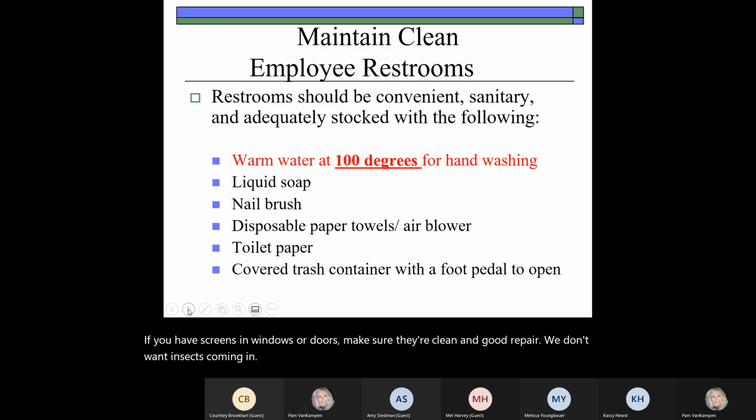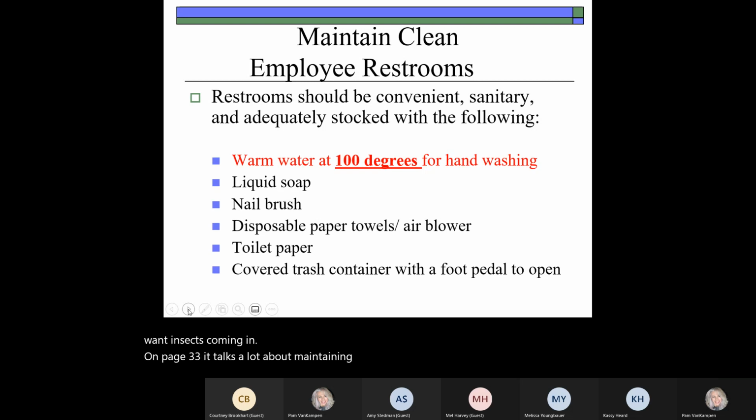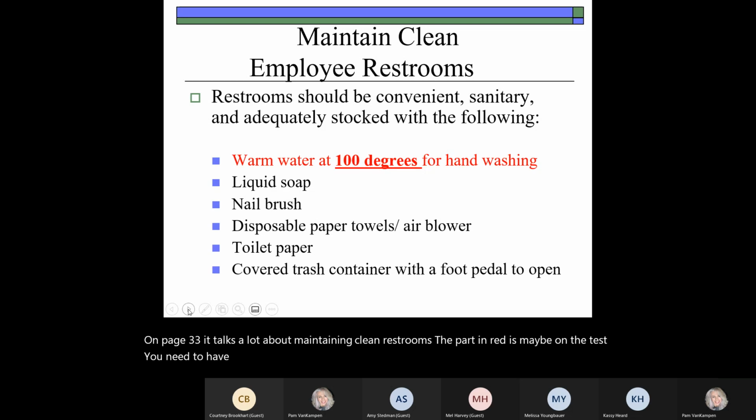On page 33, it talks a lot about maintaining clean restrooms. The part in red is maybe on the test. You need to have the water at least 100 degrees for hand washing. 100 degrees isn't scalding. It's not gonna burn your hands off. It's warm, hot even to the touch.